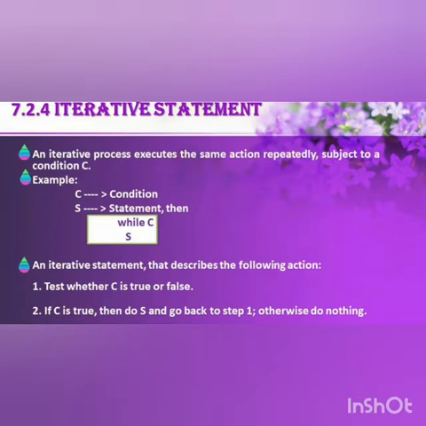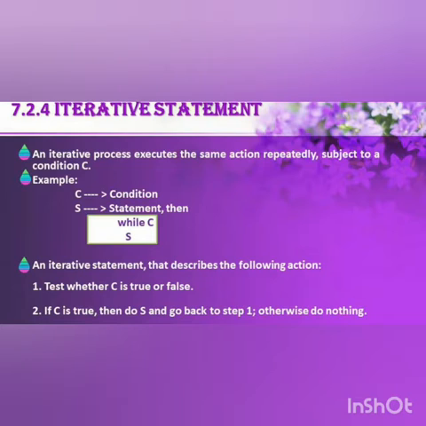In an iterative statement, the condition of the statement is tested, and if the condition is true, a statement is executed. Again, the condition is tested, and if the condition is true, the statement is executed. So, the same process will be repeated until the condition becomes false. Once the condition is false, the loop ends and the control flows to the next statement after the loop. The pseudocode for the iterative statement is while C then S. Here C is nothing but the condition and S is a statement, and this is called an iterative statement. First, the control checks whether the condition C is true or false.